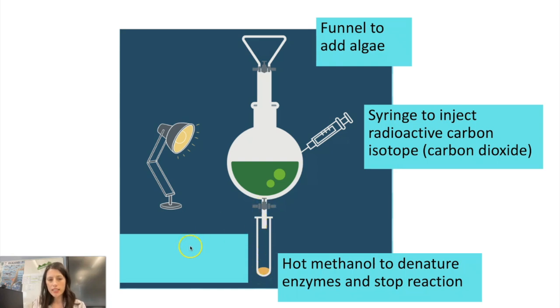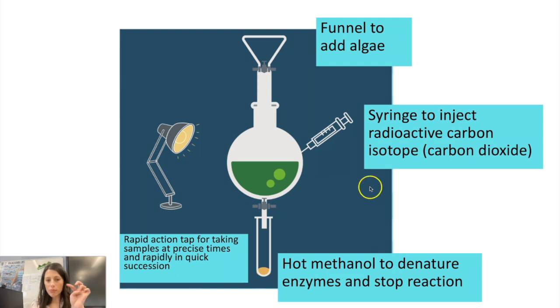What happens is this rapid action tap can open and close really quickly, so you can get samples at really precise moments in time. And that sample drops straight into this hot alcohol. Because that denatures the enzymes, photosynthesis will stop, all reactions will stop completely. Then you can analyze the quantity of that radioactive carbon, the isotope, in all of the different molecules. And that gives you a snapshot of that exact period of time, how much of that carbon isotope was there in each molecule.